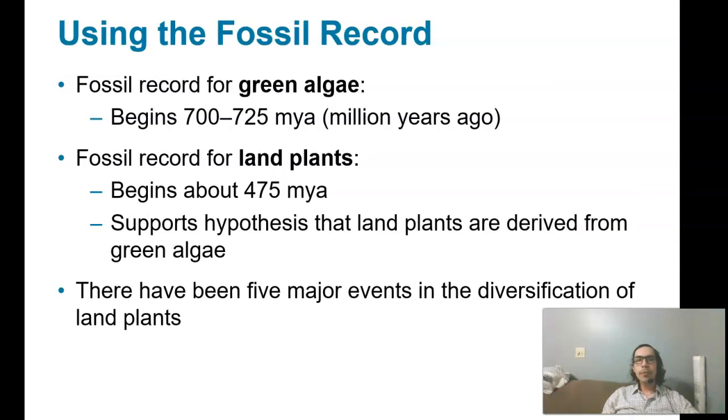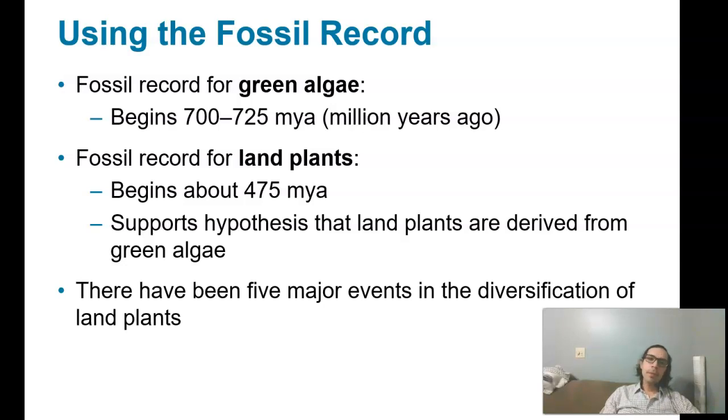So now the other way that they study green algae and land plants is using the fossil record. The fossil record shows that green algae shows up around 700 million years ago, and land plants show up about 475 million years ago. Because there's a big difference in when they show up in the fossil record, it supports the hypothesis that land plants derived from green algae.